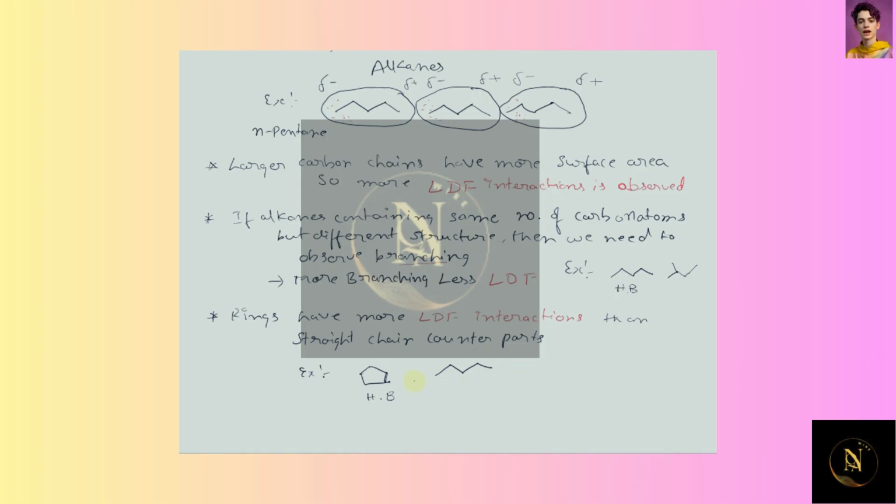So therefore normally the boiling point will be higher for cyclopentane compared to normal pentane.